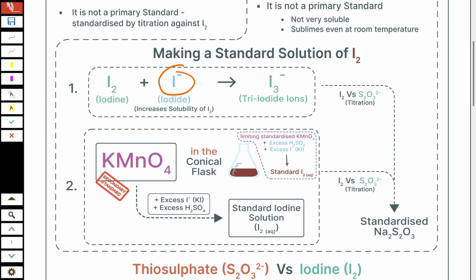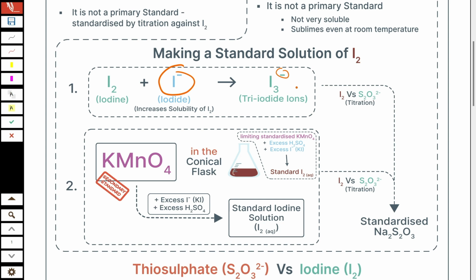Now, these are chemically identical to iodine. They react in the exact same way, but they're much more soluble because, of course, of the charge. So this reaction here will increase the solubility of iodine. And this is a very common question in any iodometric titrations. They ask about how you can increase the solubility of iodine. How can you get the iodine to stay in the solution? So you have excess iodide ions present, or excess potassium iodide.